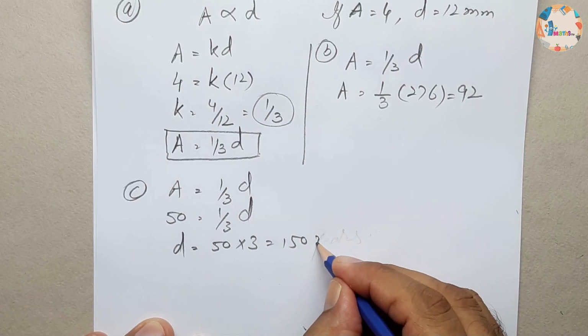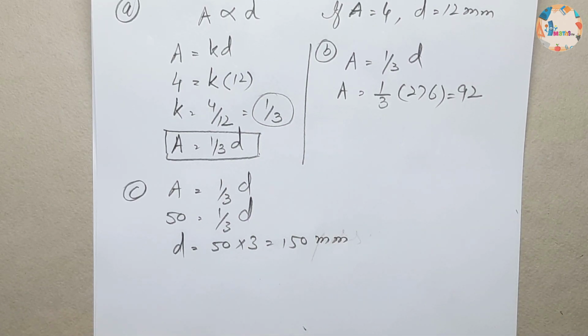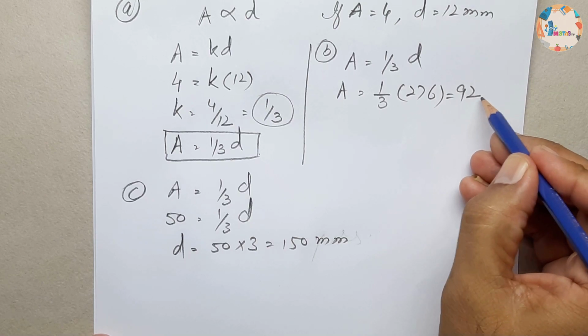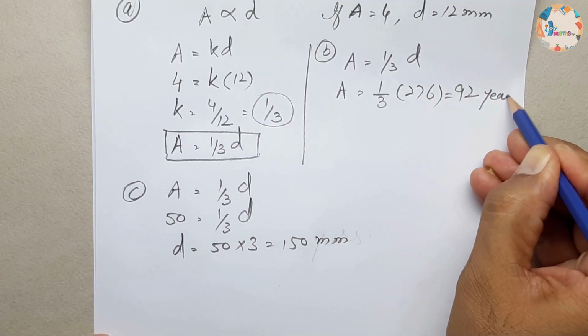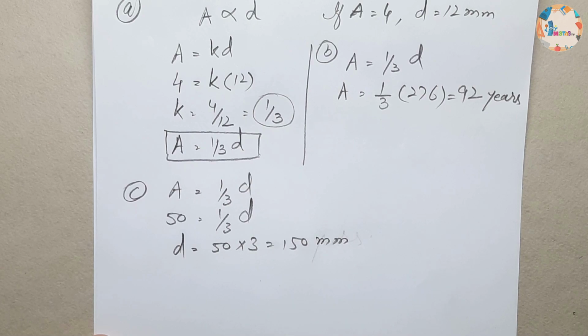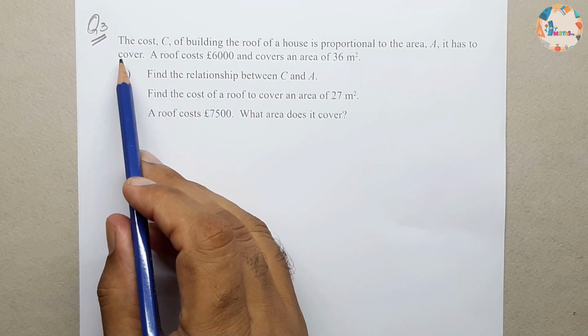150 mm. This will be the answer. So this one, B part will be 92 years, whereas this will be 150 mm. This is the sample question which we have taken.